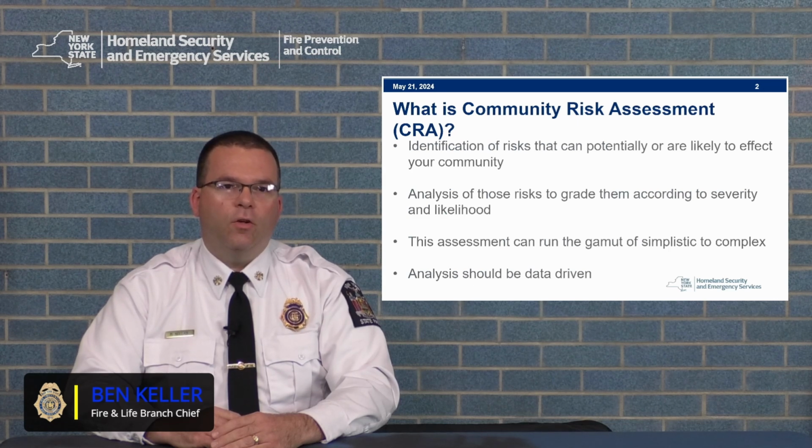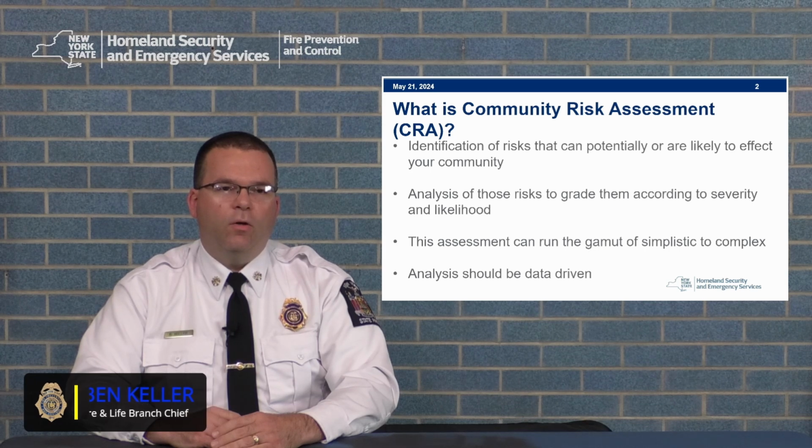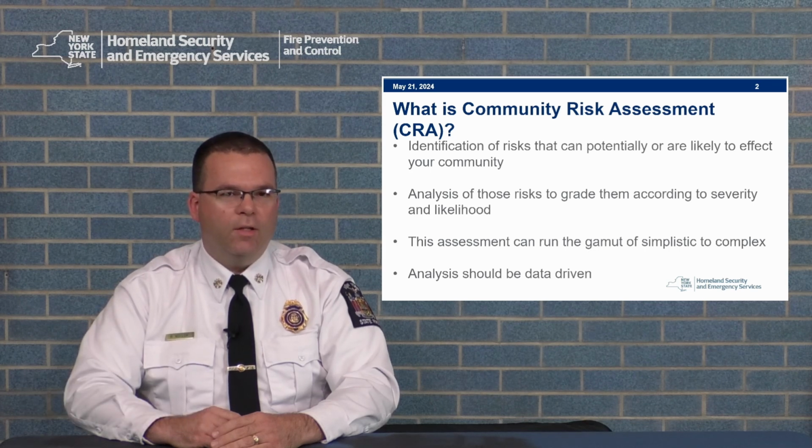So the first thing to assess our community needs is identifying what they are using a risk assessment. The common term we use is Community Risk Assessment, or CRA. What we're looking at is identification of risks that are likely to affect your community. So items that you may already know of that are out there, as well as things that maybe you haven't thought about in your community.